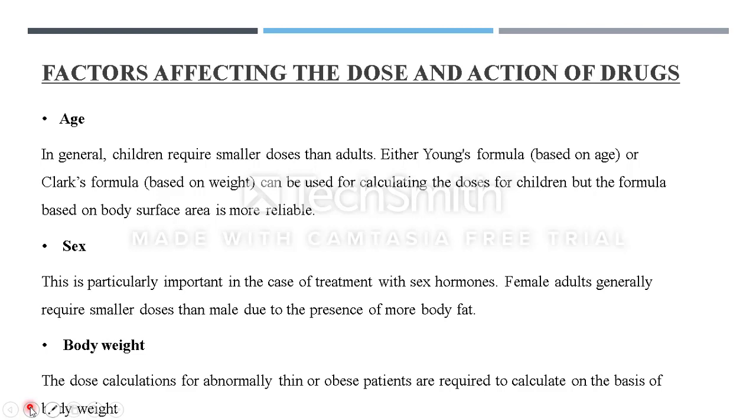Now, the first one is age. In general, children require a smaller dose than adults. Either Young's formula or Clark's formula can be used for calculating the dose for children, but the formula based on body surface is more reliable. So age is one of the things that affects the dose and action of the drug. Normally, small doses of drugs are given to children than adults.